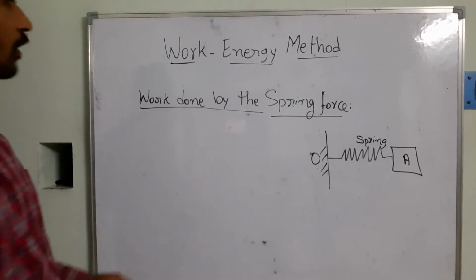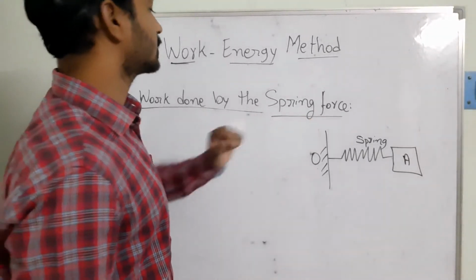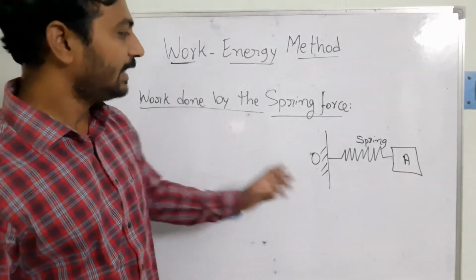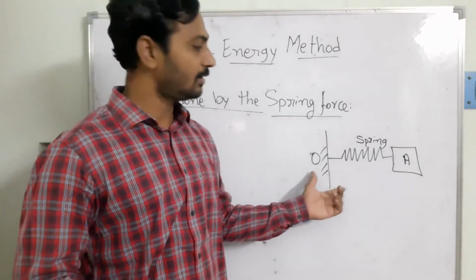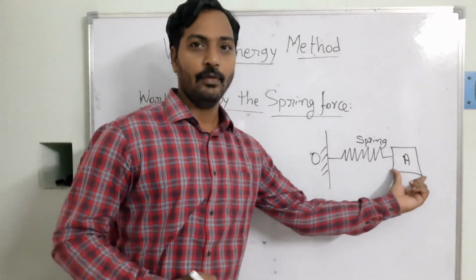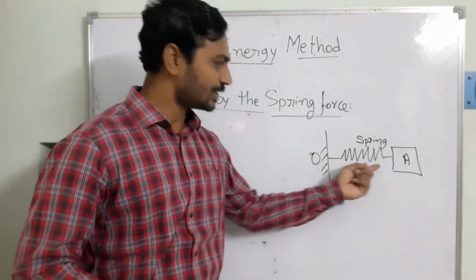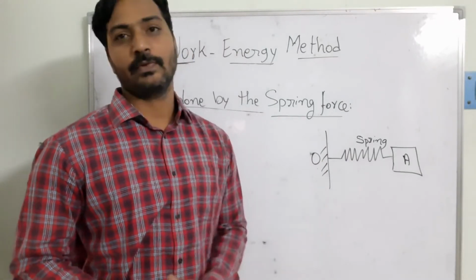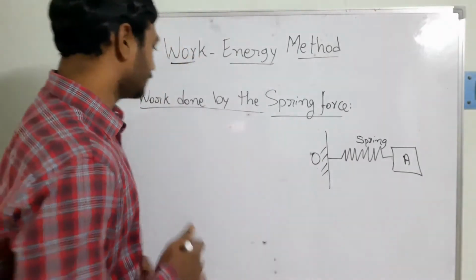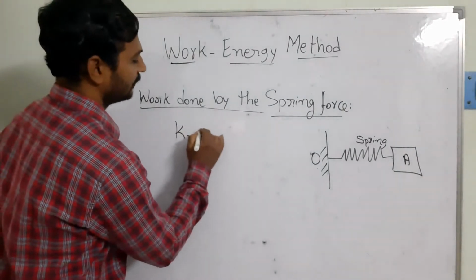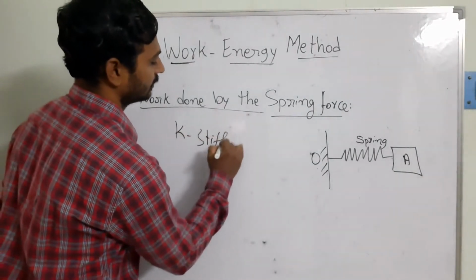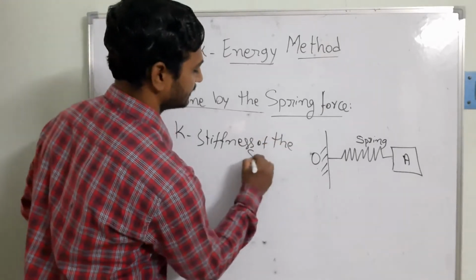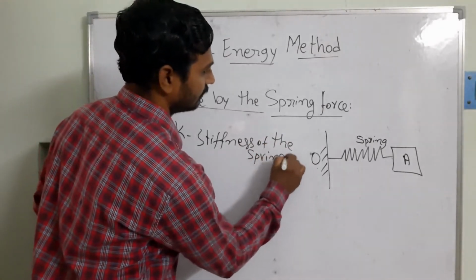Now here is one more concept: work done by the spring force. As we know, there we can see I have given one example. Here is the block A, which is connected to O through the spring. As we know, we have certain terminologies we are using in this case, and K is going to be the stiffness of the spring.